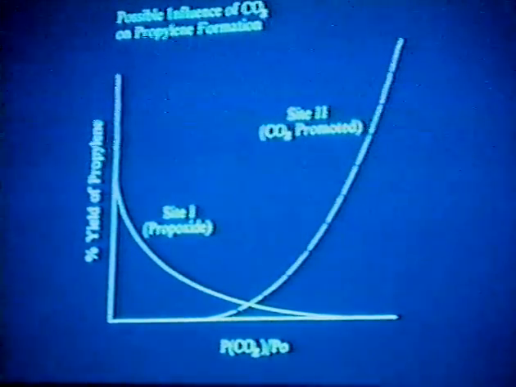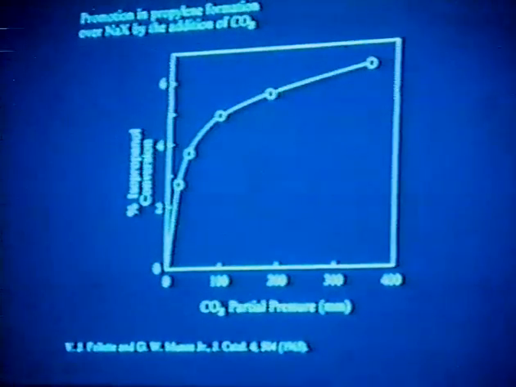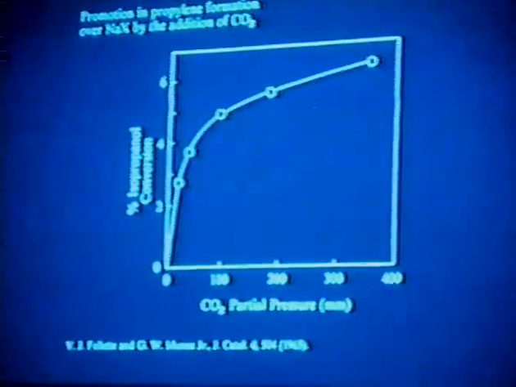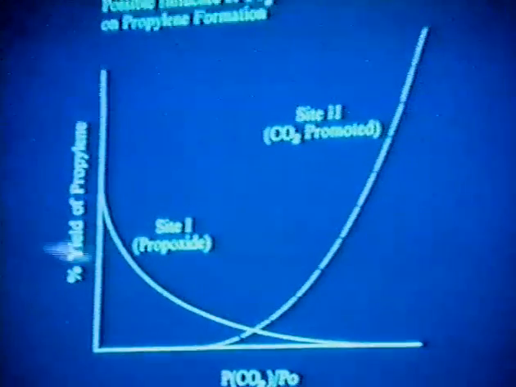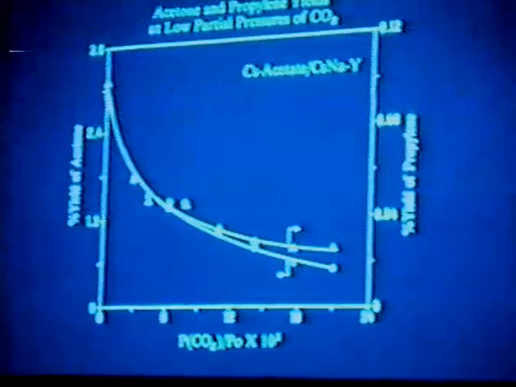So what we want to do is go down to a lower partial pressure where we eliminate the promotion in propylene activity, and hopefully we can see the suppression in propylene activity due to an isopropoxide intermediate. And in fact, that's what happened.